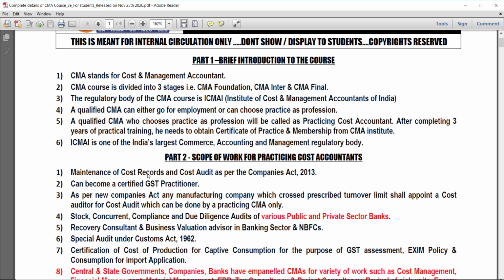One who qualifies this CMA course will have two options. One is practice and another is service. One who chooses practice is called a practicing cost accountant, and one who chooses service will be appointed and will be working as an employee in organizations.